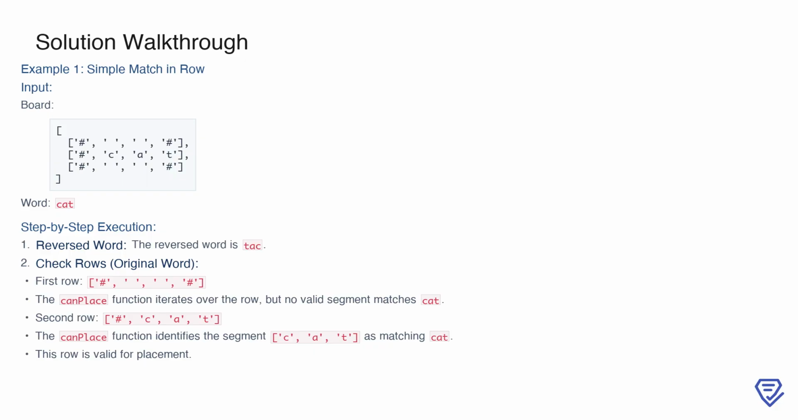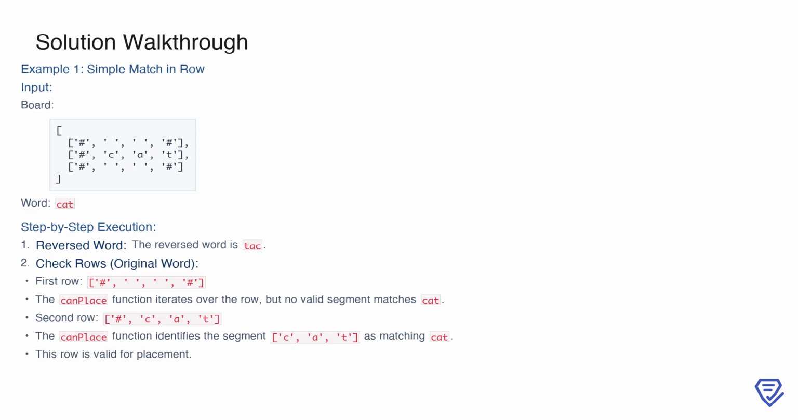To solve this problem, we need to determine whether the word can be placed in the crossword, either horizontally or vertically. In this first example, the board consists of 3 rows, and the word we are trying to place is cat. We start by considering the reversed word, which is tac.